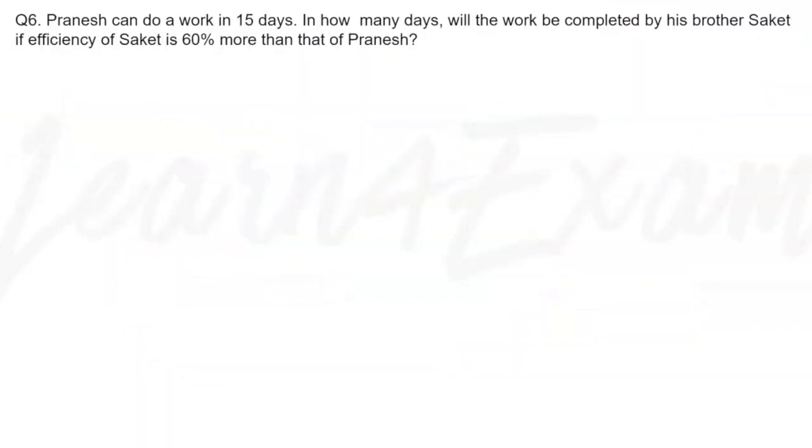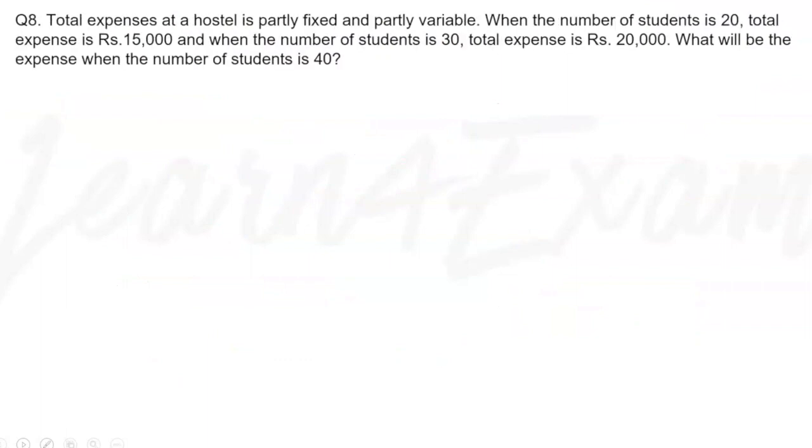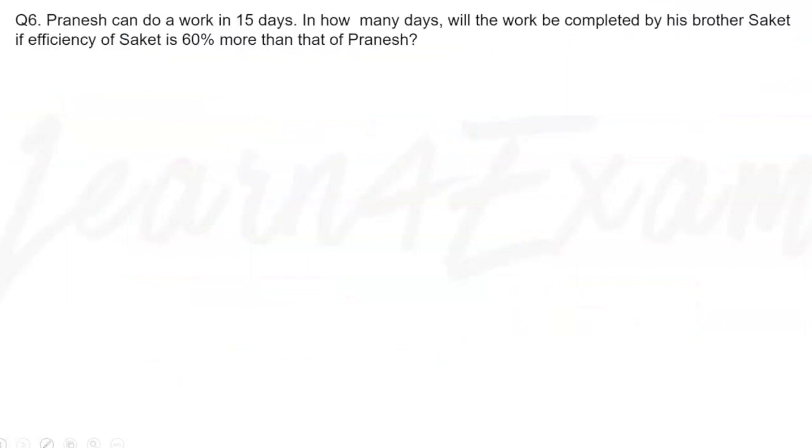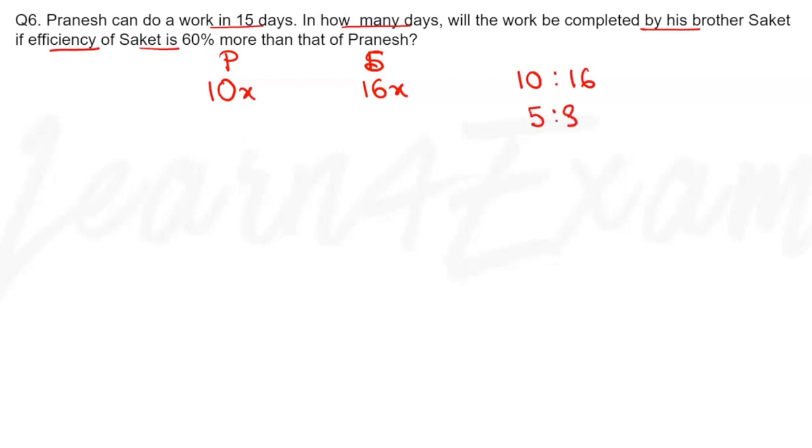Let's see this one. Now Pranesh can do a work in 15 days. In how many days will the work be completed by his brother Saket if the efficiency of Saket is 60% more than that of Pranesh? Now let me assume that the efficiency of Pranesh is, let's say, 10x. Then the efficiency of Saket would be 60% more than that, which is 16x. Now the ratio of efficiencies would be 10 is to 16, or essentially 5 is to 8.